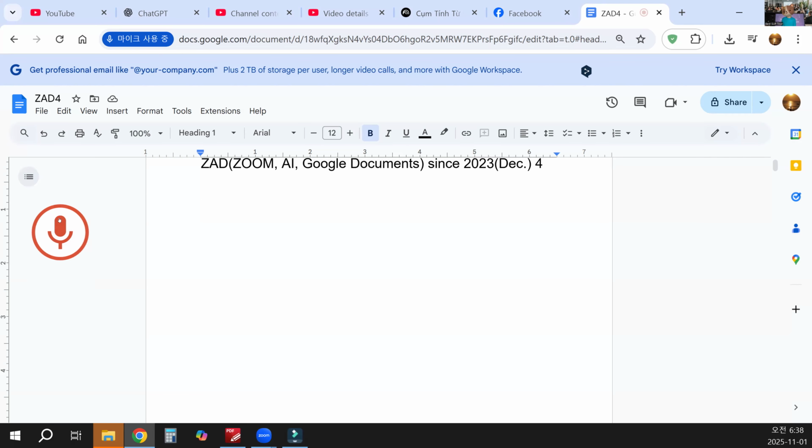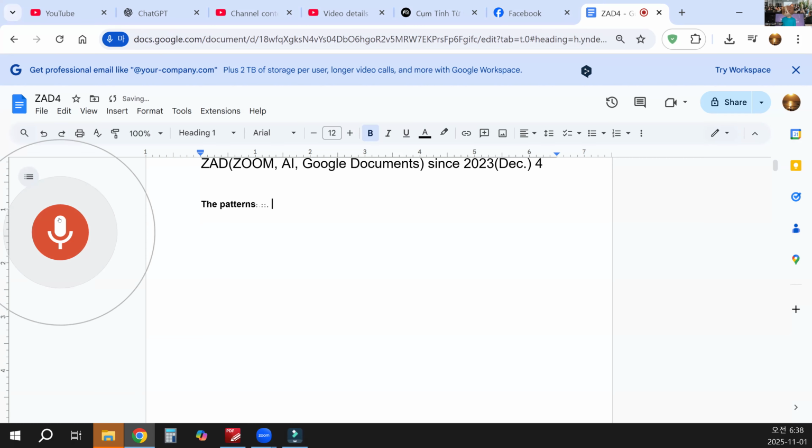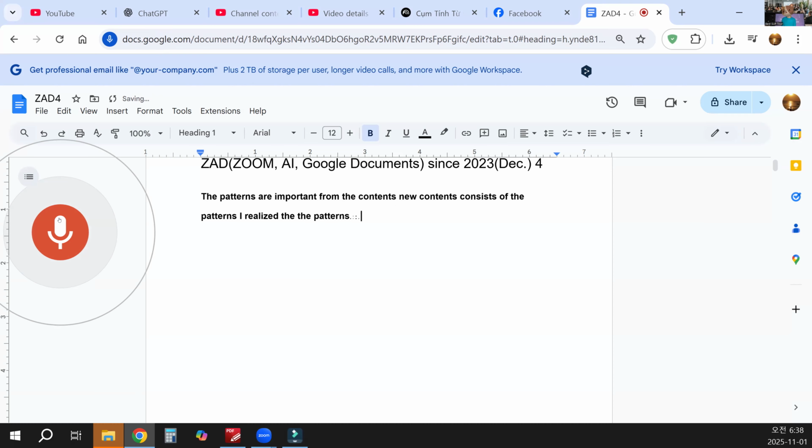The patterns are important from the contents. New contents consist of the patterns. I realized the patterns of the contents on NotebookLM when we study together with my language partners. This pattern is very unique.